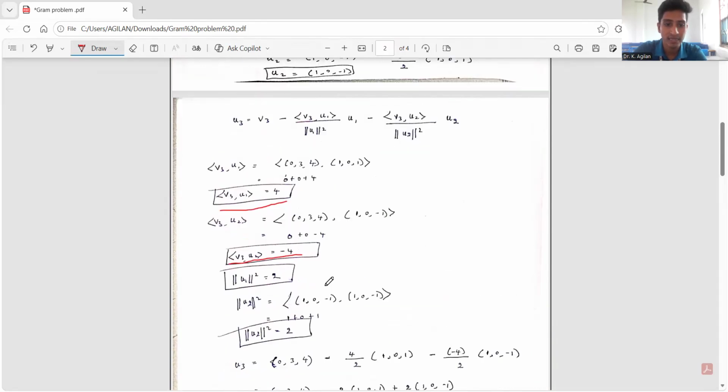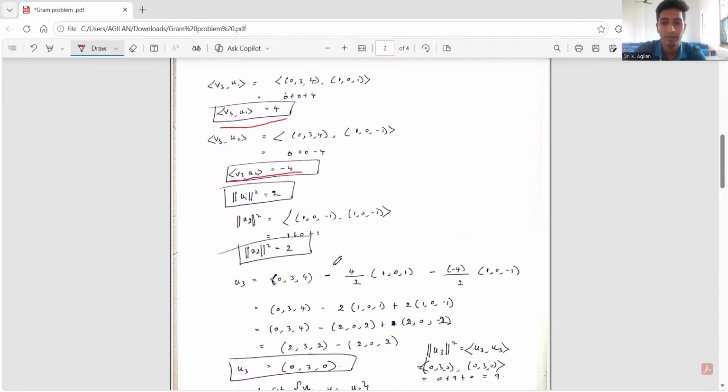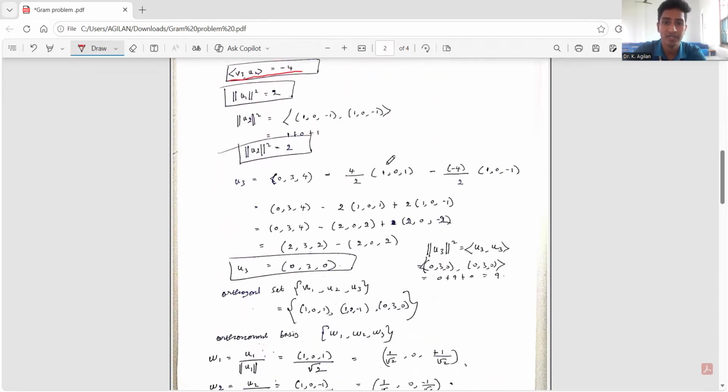And then U2 is nothing but V2, right? So our value is 1 comma 0 comma minus 1. Substitute this value and operate this. So here the value is 0 comma 3 comma 4 as it is, minus 2 into 1 comma 0 comma 1, minus into minus, plus 2 into 1 comma 0 comma minus 1. This is a simple operation, multiplication only. 2 into 1, 2, 2 into 0, 0, 2 into 1, 2, plus 2 into 1, 2, 2 into 0, 0, 2 into minus 1, minus 2.